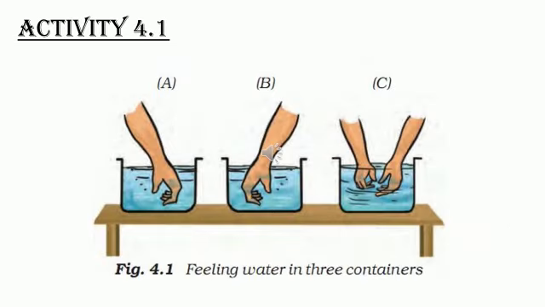Children, there is a small activity to understand the coldness or hotness of water. It is so simple. You can perform this activity in your home itself. Activity 4.1. In this activity we need to take three small tubs or containers and label them as A, B and C as shown in the picture. We need to put cold water in container A and hot water in container B. So A is cold water and B is hot water.